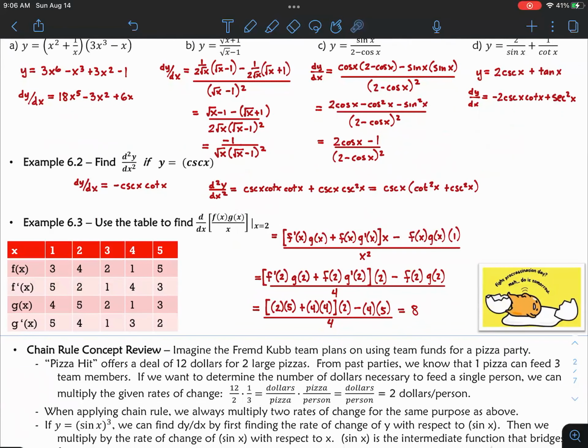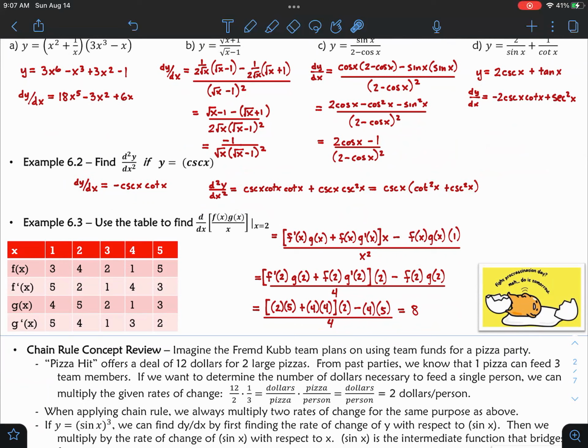6.2, just practice with second derivatives. The first derivative here is a simple one. You should have it memorized. The second derivative gets a little scarier. Be really careful with product rule and then the negative sign. This line of work right here would be a correct answer. Cleaning it up further is optional.